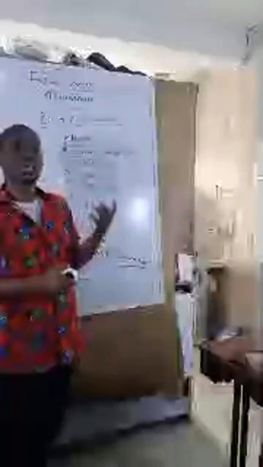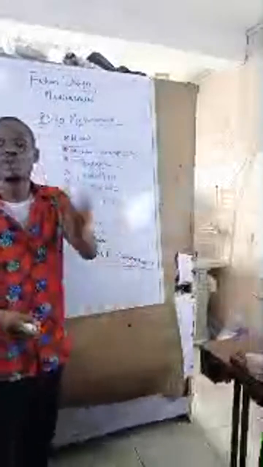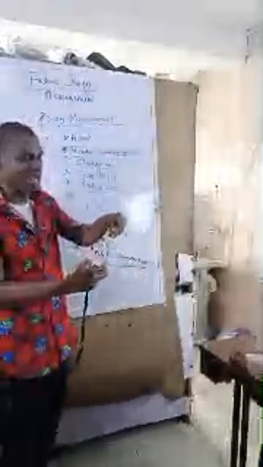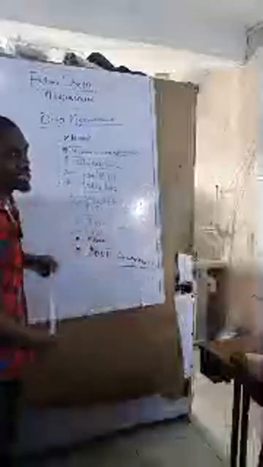The vertical measurements are those measurements that you measure this way. Any measurement you measure upright like this is called vertical measurement. Any measurement you measure like this is called horizontal measurement. Any measurement you measure around like this is called circumferential measurement. So when it comes to the bust, we have two: the vertical and the circumferential.